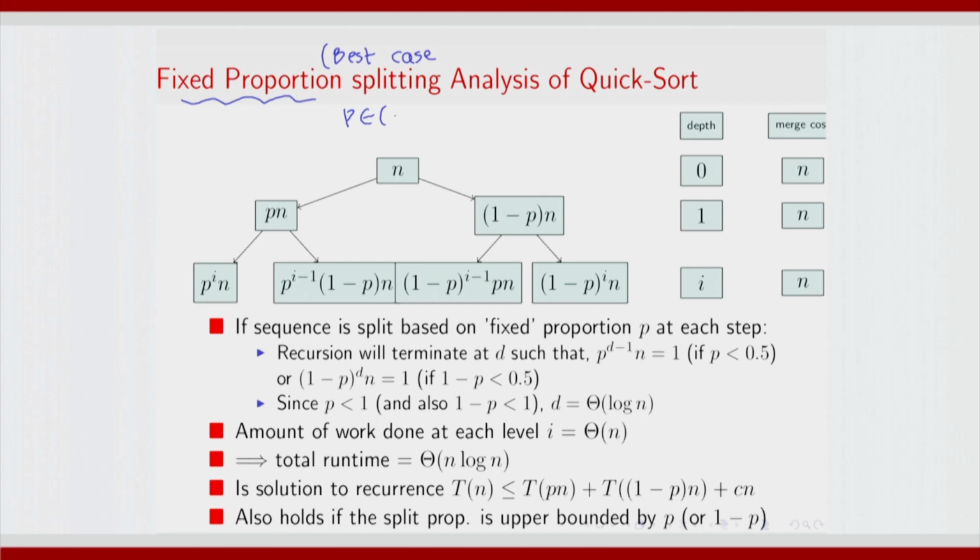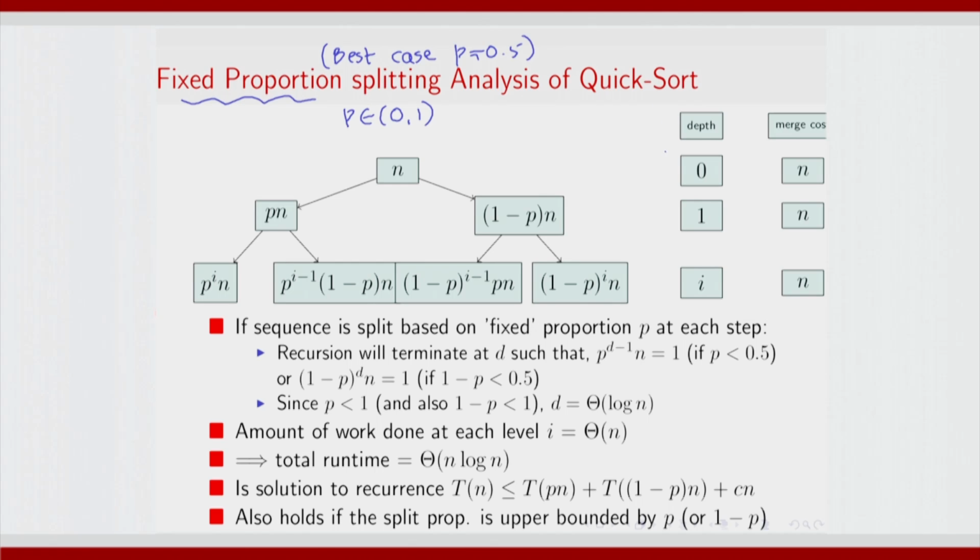between 0 and 1. At the next level again there will be a split, p squared n and p times (1 minus p)n, and so on, until you reach p to the i n, p to the i minus 1 times (1 minus p)n. The best case would actually correspond to the merge sort algorithm where p is 0.5, where at every level the array gets split into two subarrays of equal length.